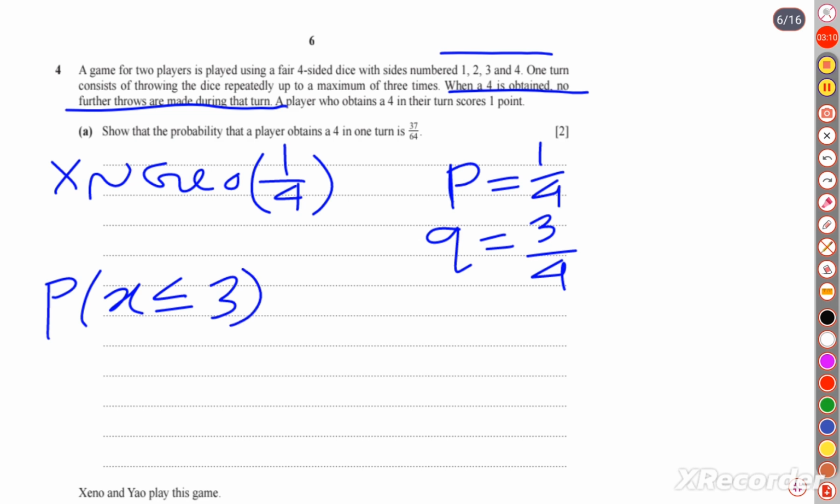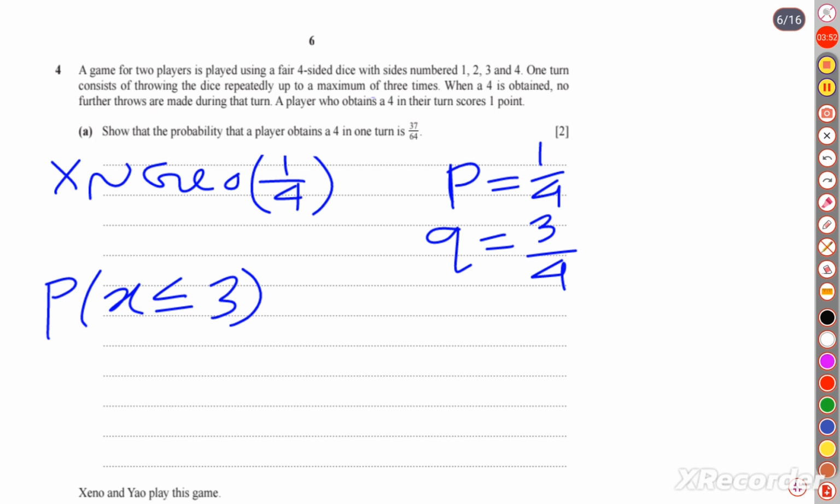They didn't mention whether on the third trial he succeeded or on the second trial he succeeded. They told us it was less than or equal to. Look at this: show that the probability that a player obtains a 4 in one turn means actually 3 throws. Look, throwing the dice repeatedly up to a maximum of 3 times. So throwing 3 times is actually one turn. So the player might take 3 throws, he might take 2 throws, he might take 1 throw, we don't know.